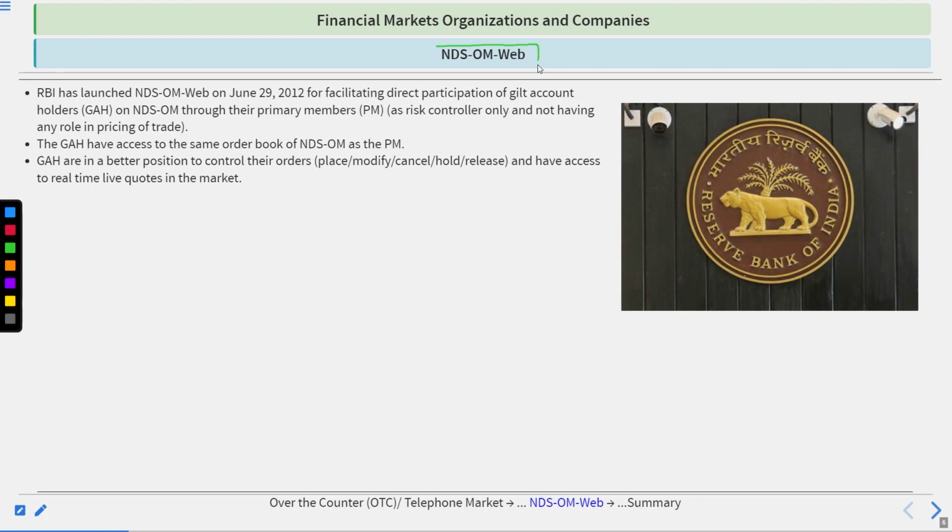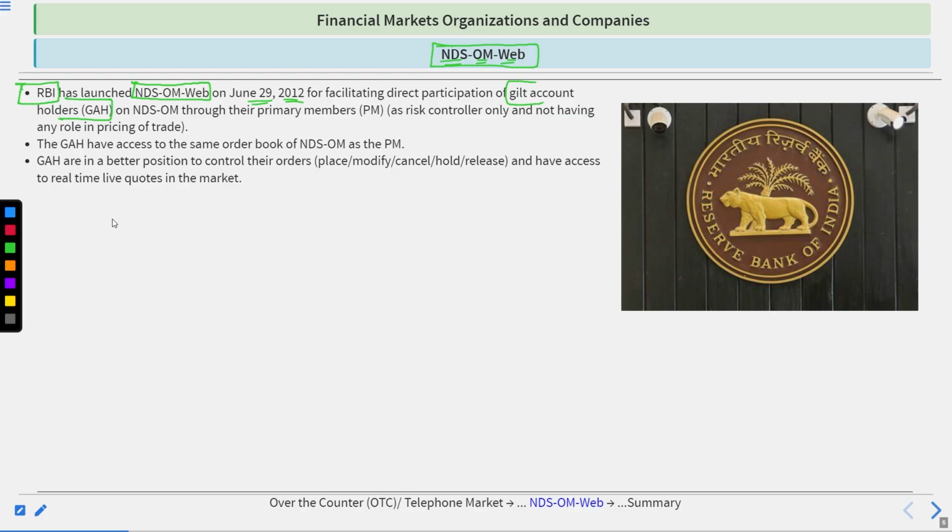Then we have NDS-OM web. What is this? Basically, that is a product of the RBI, the Reserve Bank of India. The RBI launched NDS-OM web on June 29, 2012 to facilitate direct participation of gilt account holders, in short known as the GAH.